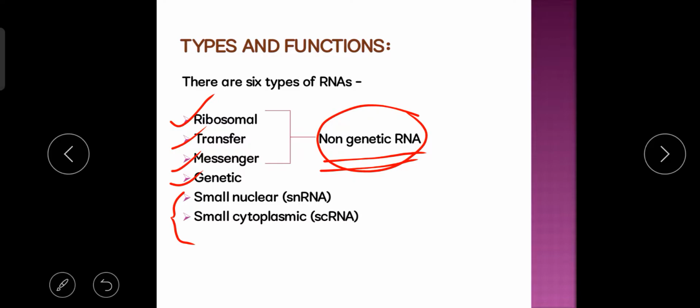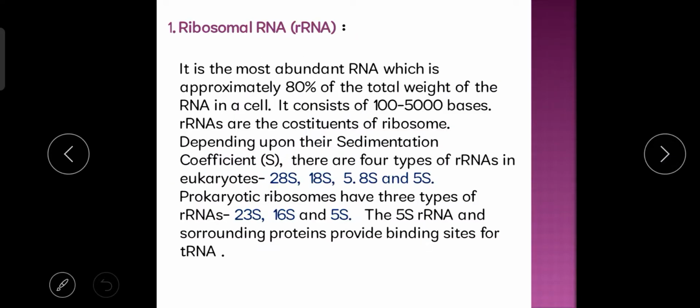Then the genetic RNA, found in some viruses, which act exactly like DNA. That means they help in the transmission of genetic information from one generation to the next generation. Then the last two are small nuclear RNA and small cytoplasmic RNA. Okay, then next slide. The first one, ribosomal RNA.